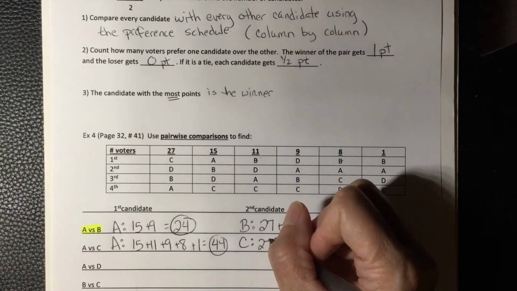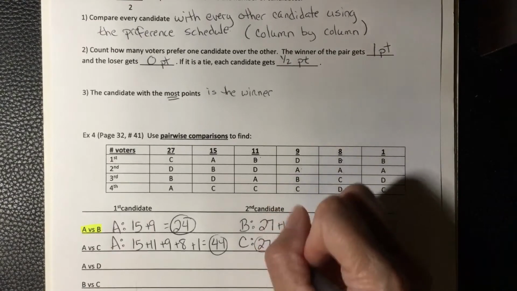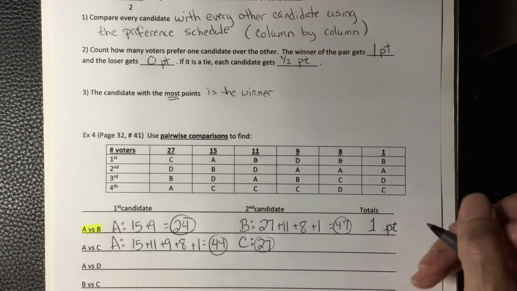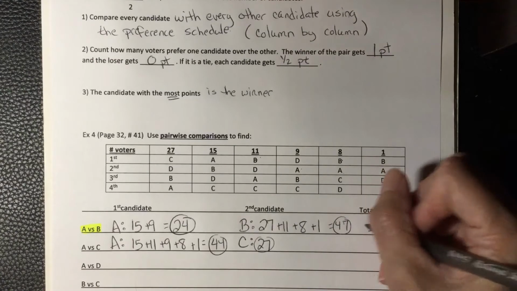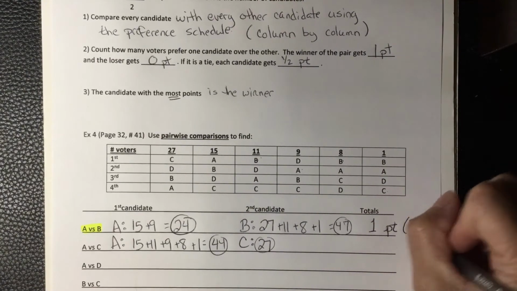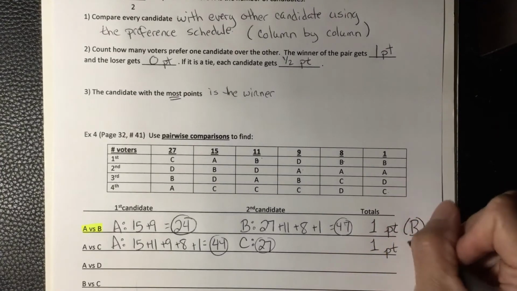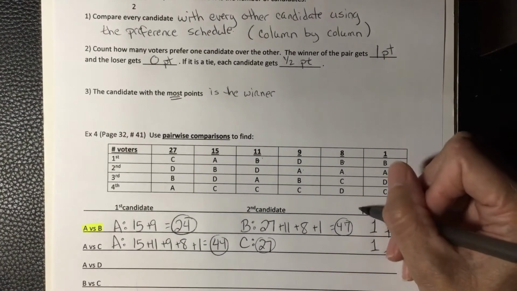And then C just had 27. So we can see that A is clearly the winner for that one. Oh, and I didn't put over here whose point it was. So here we have 1 point for B. Here we're going to give 1 point to A.